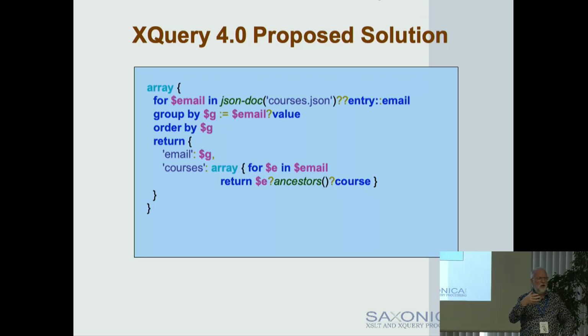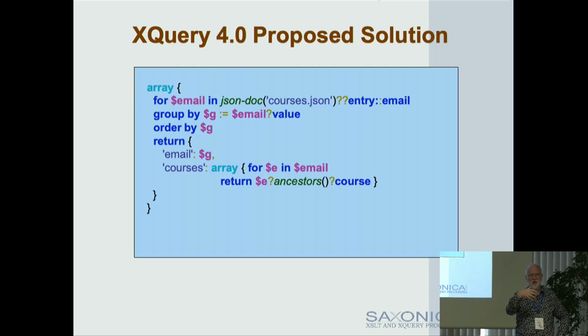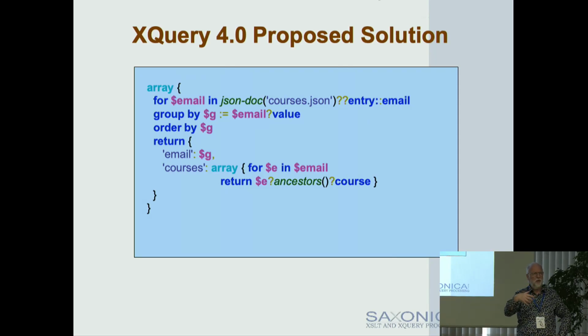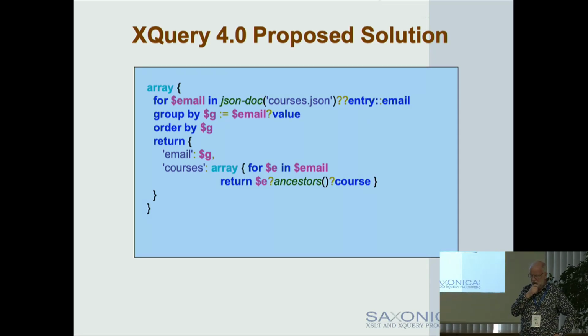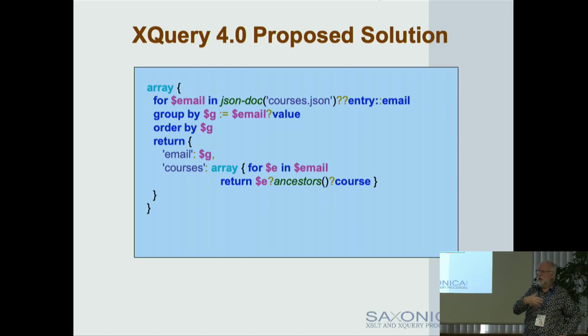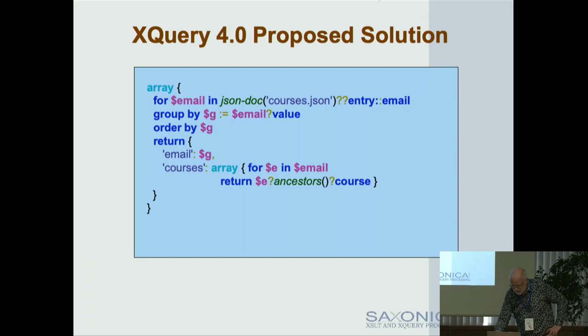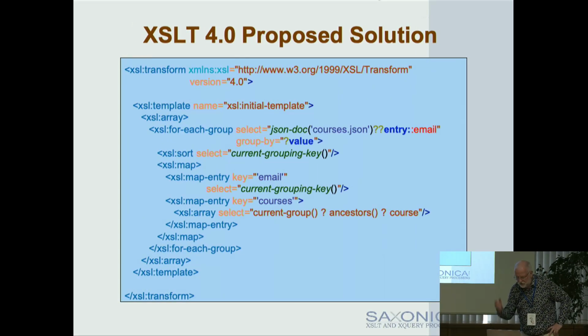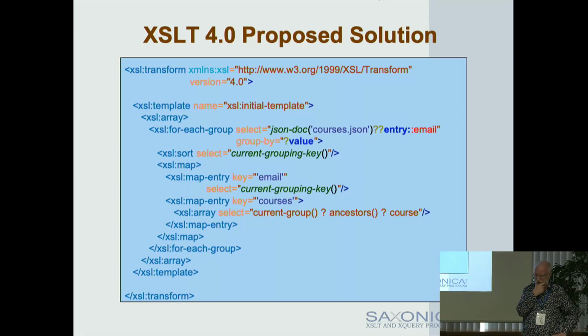So remembering those aren't ancestors intrinsic to the data. They're the ancestors in the sense that this is the route by which we found the data on the way down. We're retracing the steps upwards to find the course that each student belongs to. That's the XQuery version. The XSLT version is extremely similar.